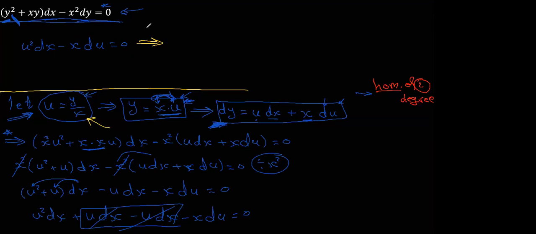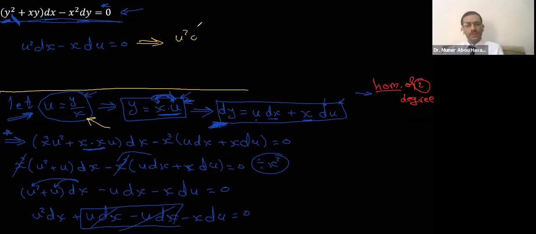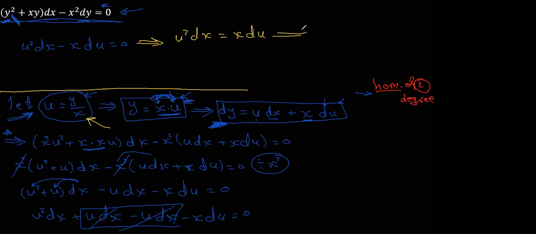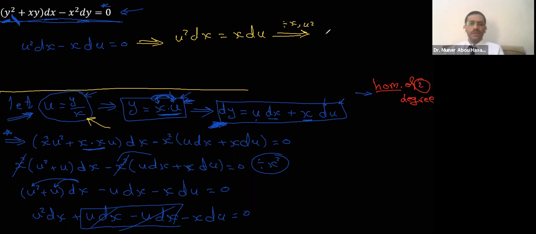We can take the u squared dx to the other side. Yes, so it is u squared dx equals x du. Yes, then we would divide by x and u squared. So I will have now dx divided by x equals du over u squared. Great, it's a separable equation now. What should I do? I'm going to take the integral here and the integral here.